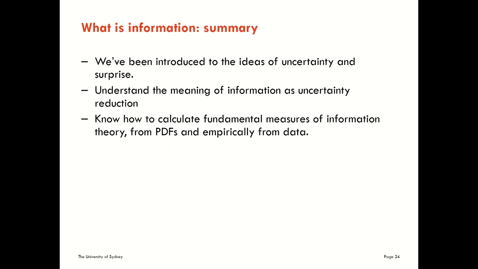So to summarise what we've done in this session, I've introduced you to the ideas of uncertainty and surprise. Coming back to this key notion, we have a way of measuring uncertainty and we have a way of measuring a reduction in uncertainty, and that reduction in uncertainty is what we mean by information. Information is uncertainty reduction. Information and uncertainty are 2 sides of the same coin. We now know how to calculate all the fundamental measures of information theory. We know how to calculate entropies, information terms and their conditional forms. We know how to calculate these from PDFs, and from our activities we know how to do this empirically from data.